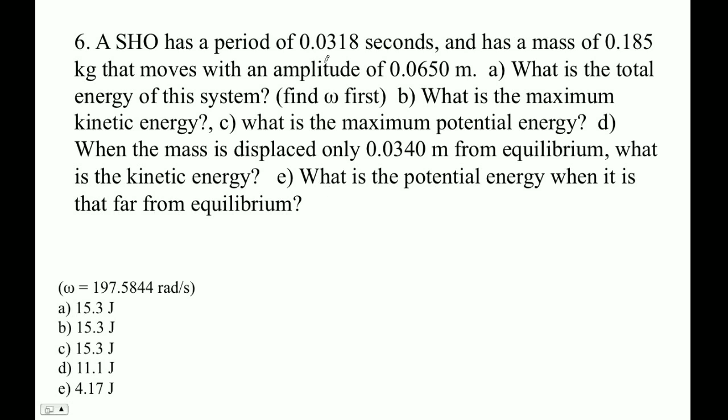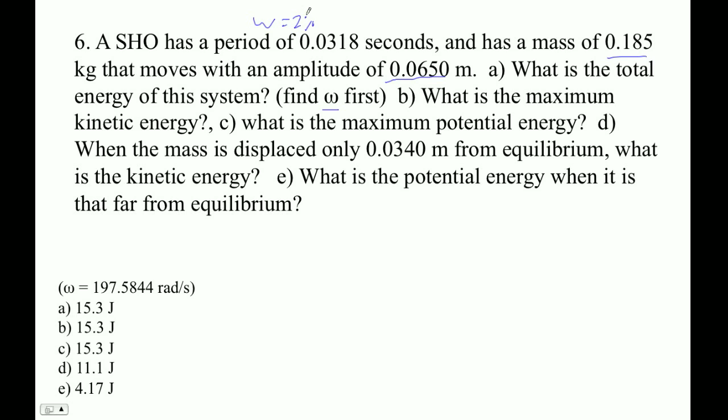Okay, a simple harmonic oscillator has a period of 0.0318 seconds, a mass of 0.185 kilograms, and moves with an amplitude of 6.5 centimeters, which is 0.0650 meters. Find omega first. Okay, I'll do that. So omega is going to be, I'll put it up here.